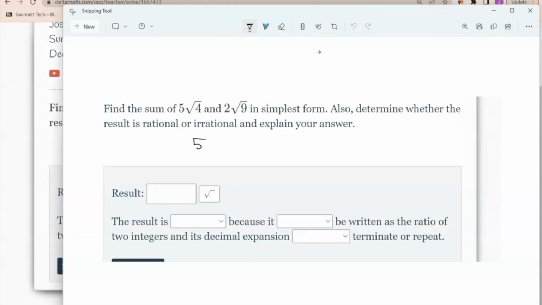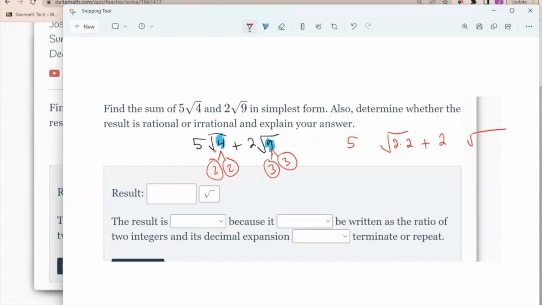So this is addition. So we have 5 radical 4 plus 2 radical 9. Now remember, you cannot add or subtract until these radicals are the same. And right now, are they the same? No. So what I have to do is simplify them in order to make them the same, right? So 4 breaks down to 2, which is prime, times 2, which is prime. This breaks down to 3 times 3, and they're both prime. So that becomes 5, leave a space for books, and then you have 2 times 2, plus 2, leave a space for books, and then here you have 3 times 3.